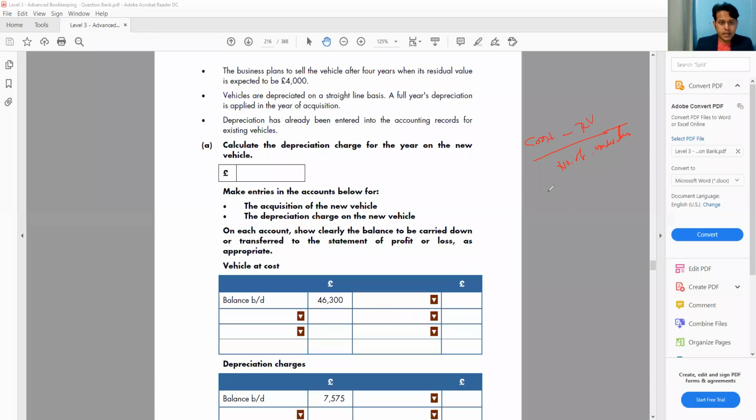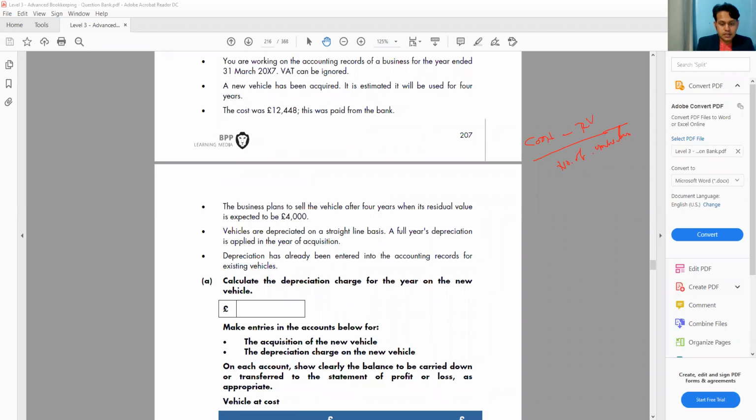So the cost is 12,448. Let's do that. Cost is 12,000, minus the residual value, that is 4,000, divided by the number of years, which is 4 years. So that will be 2,112. So 2,112 will be the depreciation for the year.